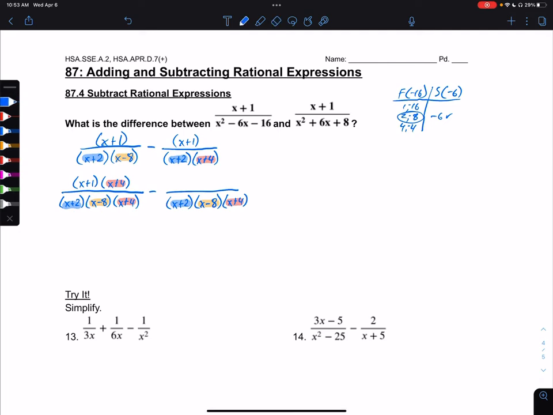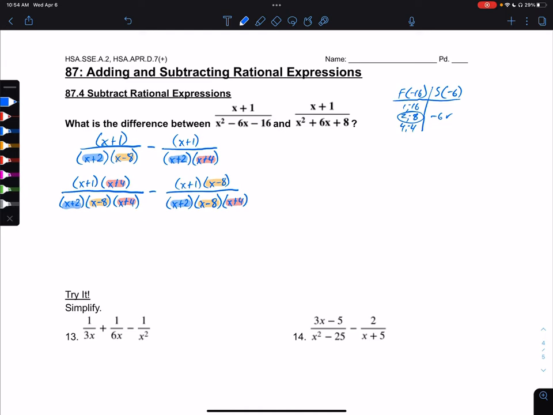For the second expression, again, the x plus 1 was already there, so we keep that. The x plus 2 was already there. The x minus 8 is new, so I'm going to include an x minus 8 in the numerator. The x plus 4 was already there, so I don't need to worry about that. So I've made my changes to have a common denominator and then made the appropriate additions to the numerator.